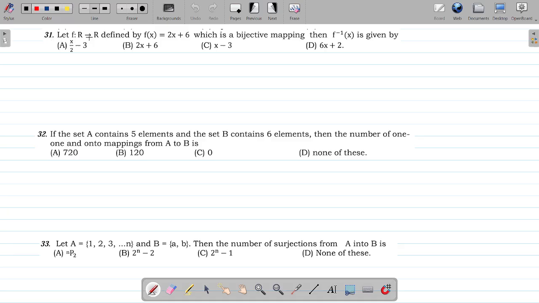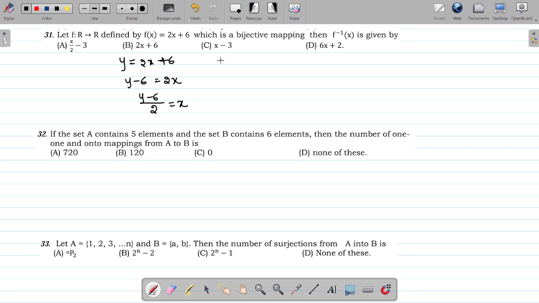Question number 31. Let f from R to R be defined by f of x equal to 2x plus 6, which is a bijective mapping. Then f inverse of x is given by, you have to find f inverse of x. Okay, so f of x is given. f of x is nothing but y, 2x plus 6. So express this equation in terms of x. Take this 6 to LHS, it becomes y minus 6 is equal to 2x. Send this 2 to LHS, it becomes y minus 6 divided by 2, which is equal to x.